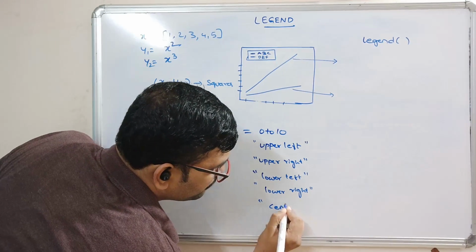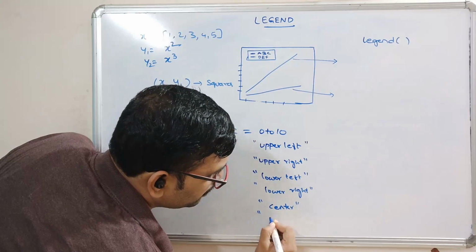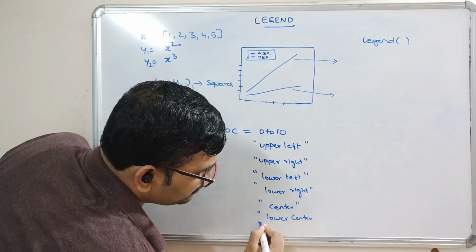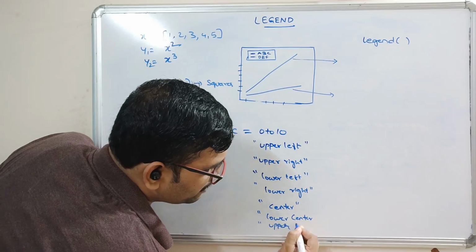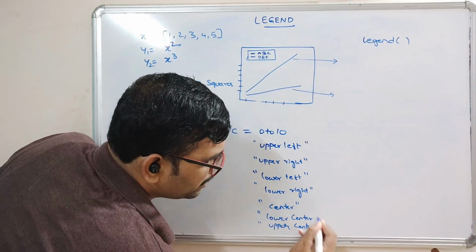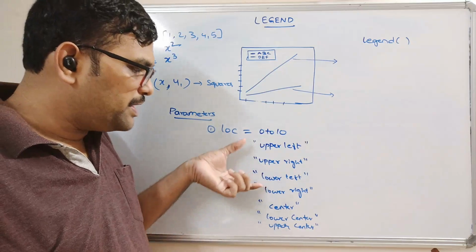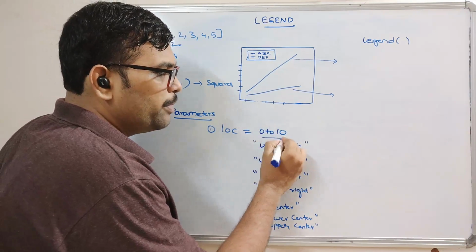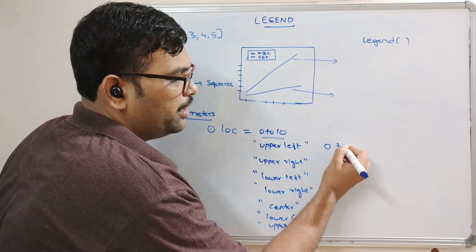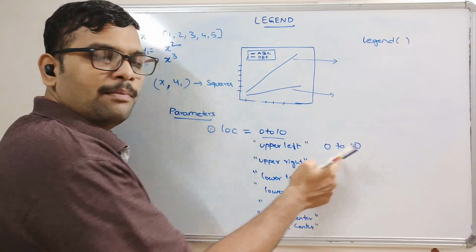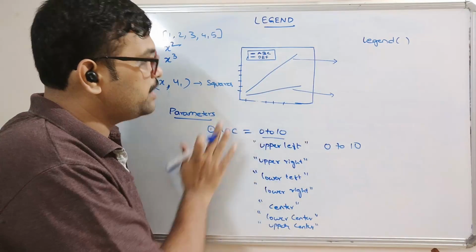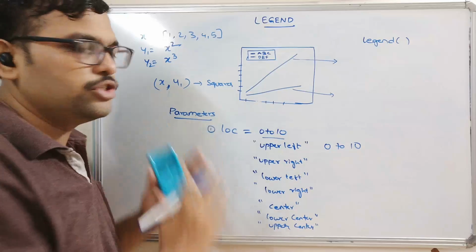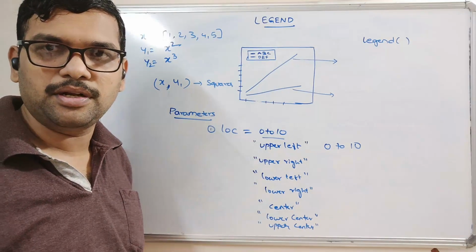Similarly, center. Similarly, lower center. Okay, similarly upper center. So like this there are different values. You can represent them in the form of a string, or the same thing is given with numerical values from 0 to 10. So we can use any one number between 0 to 10 to display the legend box in the plot. I will execute the program and show you all these options.